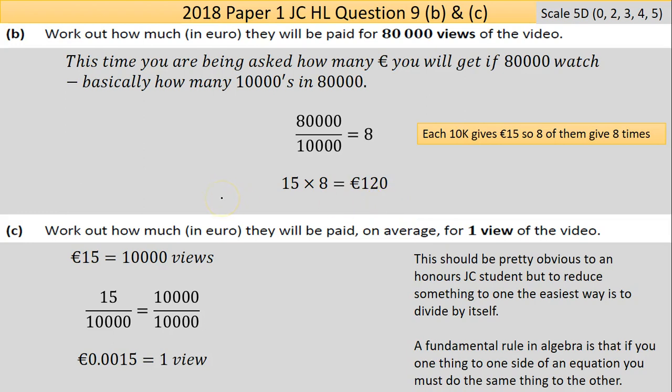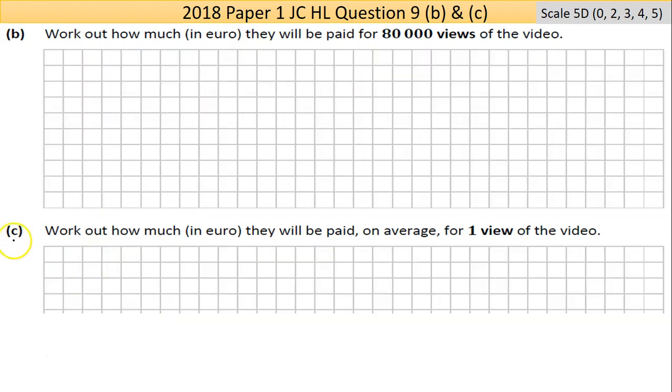I could have done it other ways, but that's just the way I chose to do it there. It's different from the way I did part A. I could have done this the same way as I did part A. Now part C, I'll go back to the blank question. It says, work out how much in euro they will be paid on average for one view of the video.